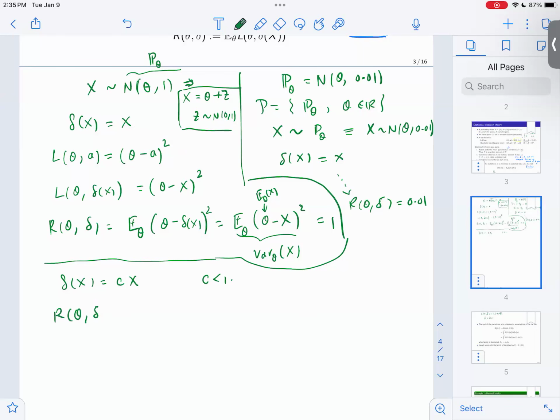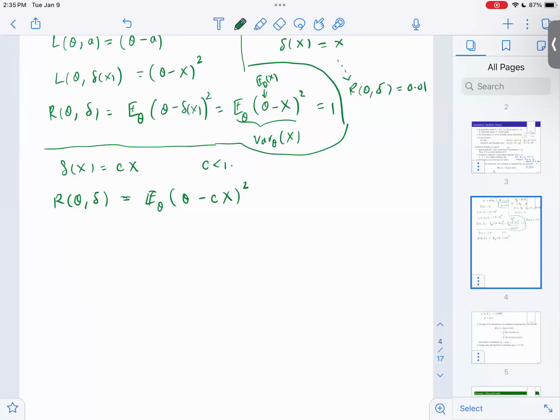So R theta and delta would be the expectation of (theta minus cx) squared. So how do we calculate this? C squared. Is that really true? I think the risk might depend on the distribution of theta in this case. There's no distribution for theta. The good thing to remember is that at this point theta is just a parameter. Theta is a fixed parameter. There's no distribution, but it will depend on theta. So how do we calculate this?